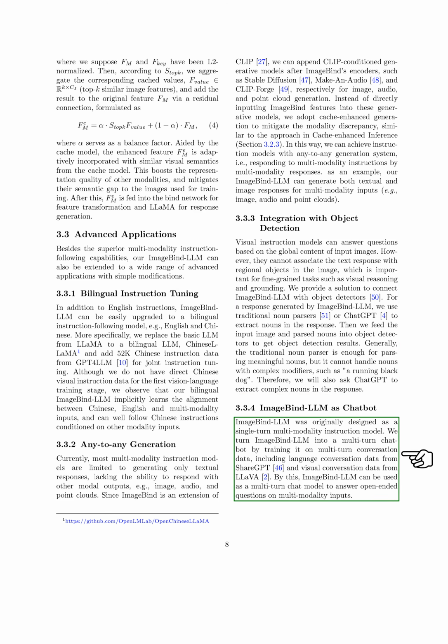ImageBind-LLM was initially designed as a single-turn multimodality instruction model. But we've transformed it into a multi-turn chatbot by training it on multi-turn conversation data. This includes language conversation data from ShareGPT and visual conversation data from LLaVA. As a result, ImageBind-LLM can now be used as a multi-turn chat model to answer open-ended questions on multimodal inputs.